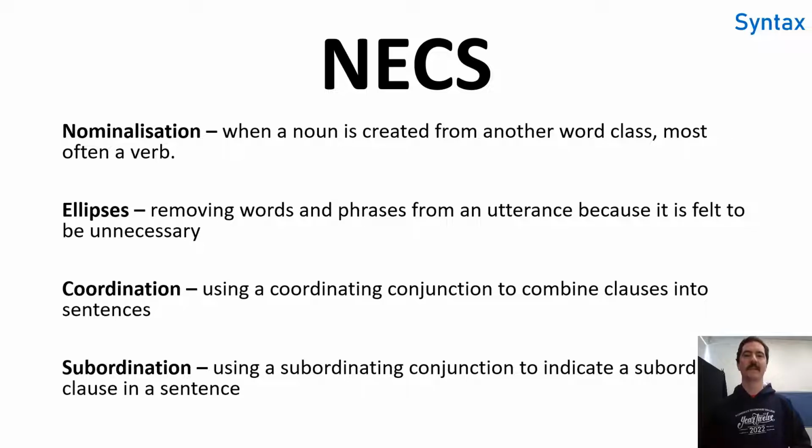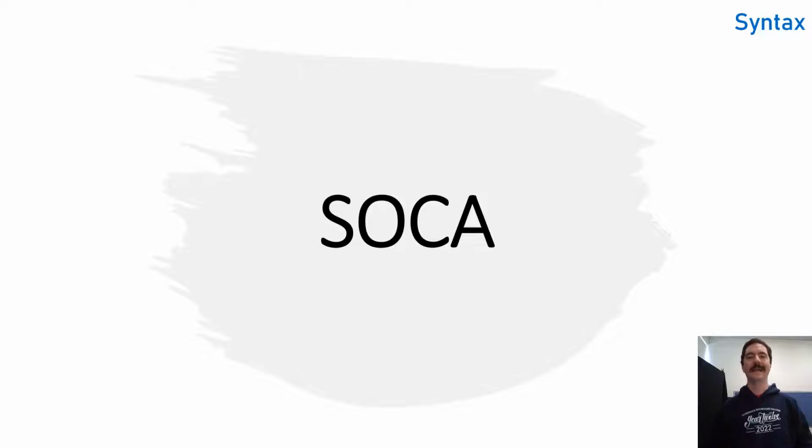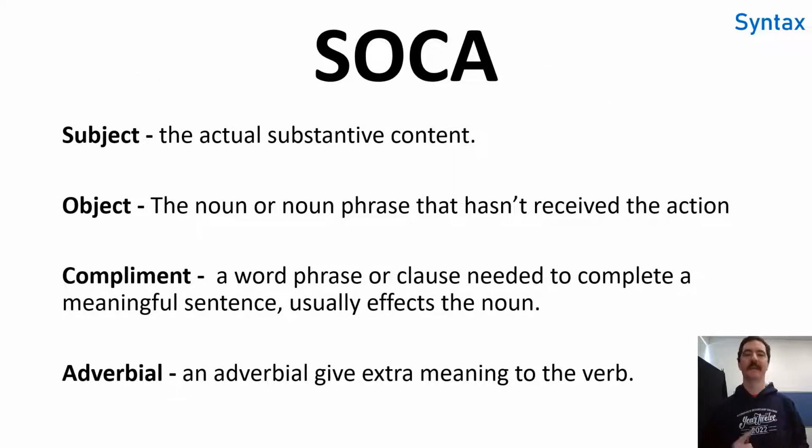Ellipses, of course, is just removing things that are unnecessary. Coordination is sentence clauses like that. Subordination is like that. So one's the main, one is the subordinate. Then we've got SOCA: subject, object, complement, adverbial. So the subject's the main thing, the object is the thing that receives the action, the complement gives a bit of additional information, and an adverbial adds meaning to the verb. You could also maybe use predicate as well, but when you're writing about syntax, it's easier to say the subject of the sentence, the object, the complement, the adverbial. It makes it a lot more specific, as well as line numbers, of course, to support your point.